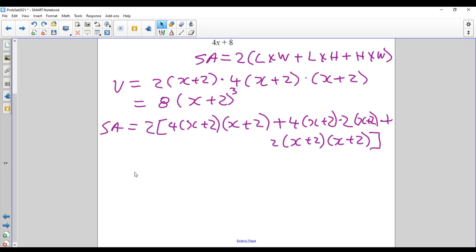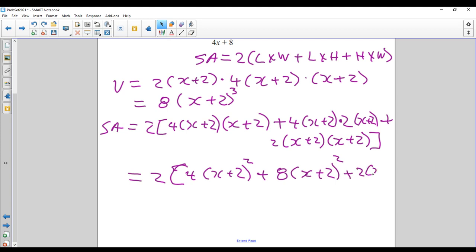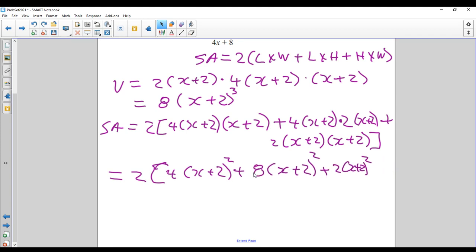So that should be equal to 2. Let me go back to the square bracket again. 4x plus 2 squared. This is just a dot here. Plus 4 times 2 is 8. X plus 2 squared plus 2 x plus 2 squared. All right, again, I'm not doing a good job with space here. Let me try to get everything moved over there. Then we close that bracket.